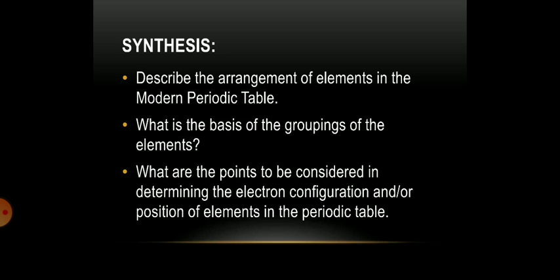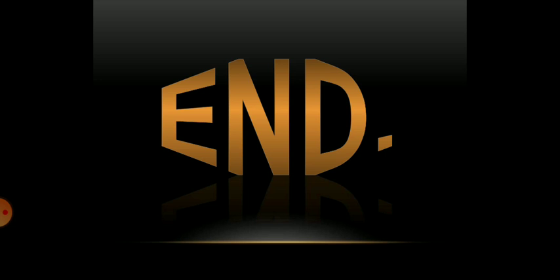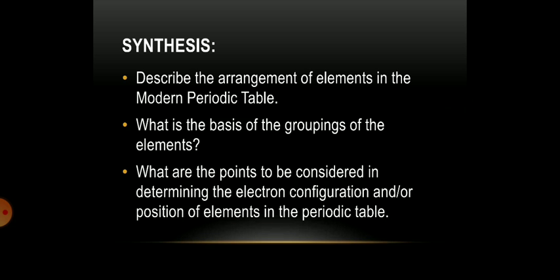Now synthesis: describe the range of the elements in the modern periodic table. This is for your preparation. What is the basis of the groupings of the elements? What are the points to be considered in determining the electronic configuration and position of the elements in the periodic table? So students, in this topic we have seen the different parts of the periodic table, as well as many of the properties of different blocks.